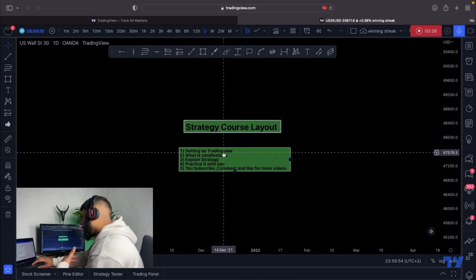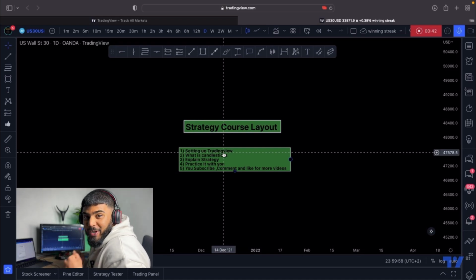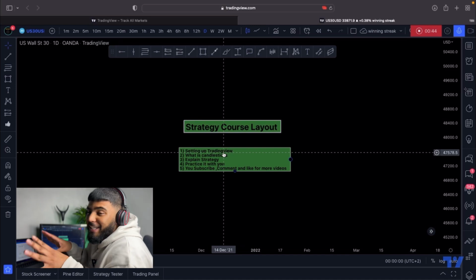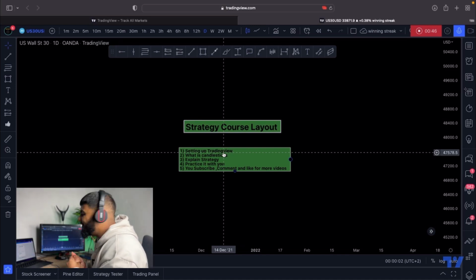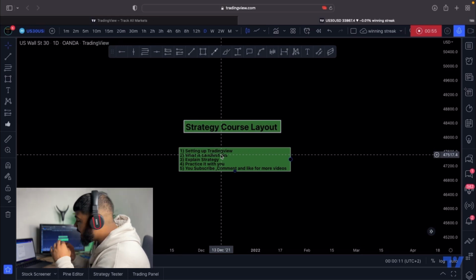It's completely free, but if you want something more, you can upgrade TradingView. With that being said, guys, number two is what are candlesticks, because the main thing with our strategy is candlesticks. A very important thing with our strategy is understanding candlesticks, what they are, because the entire market is built of candlesticks.